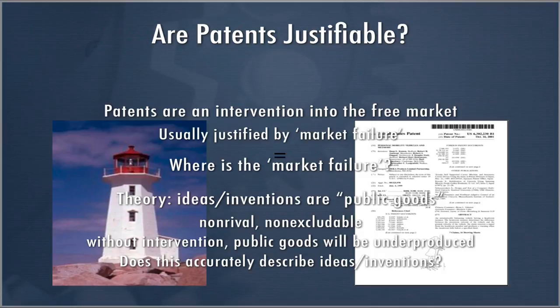The reason we justify this is market failure, right? The market failure here, we've already talked about, is that the inventions are public goods. They have aspects of public goods: the availability problem, the secrecy problem, Arrow's invention paradox. They're non-rival, they're not excludable, and so public goods will be underproduced, right?